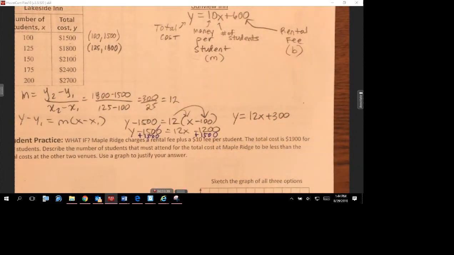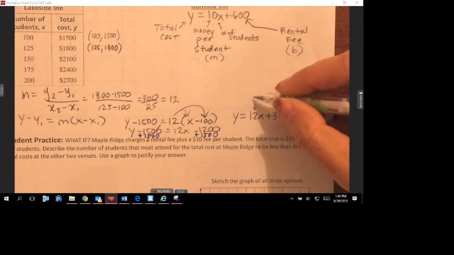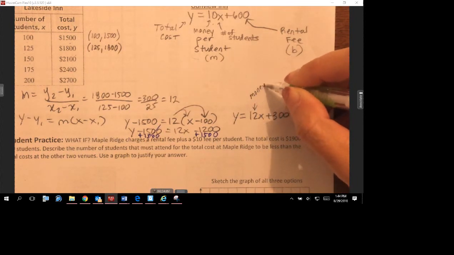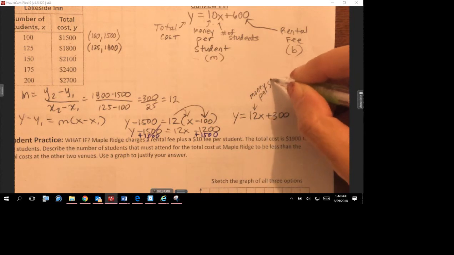And I got y equals 12x plus 300. Which venue charges less per student? Sunview, because Sunview charges how much per student? $10. How much money does Lakeside Inn charge per student? 12. It's going to be the slope. Same thing. This is the money per student.